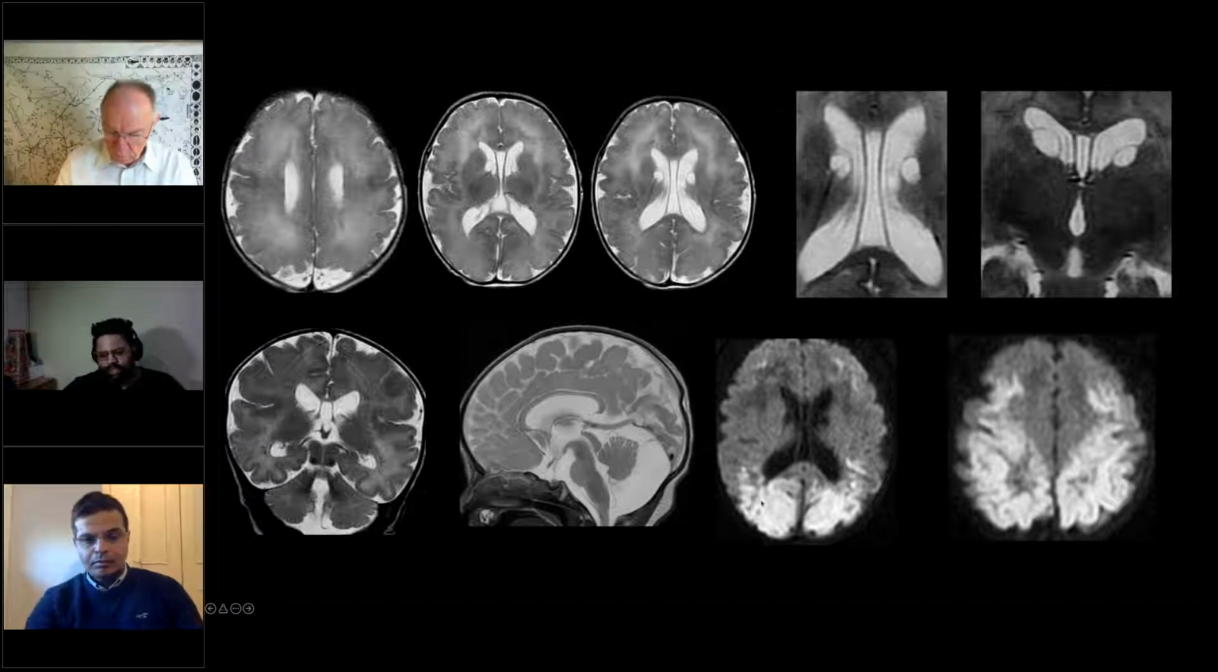On the diffusion weighted scans, you can appreciate this extensive posterior to anterior gradient changes of cytotoxic or restricted diffusion, predominantly involving the cortex, and also some areas of the subcortical white matter.